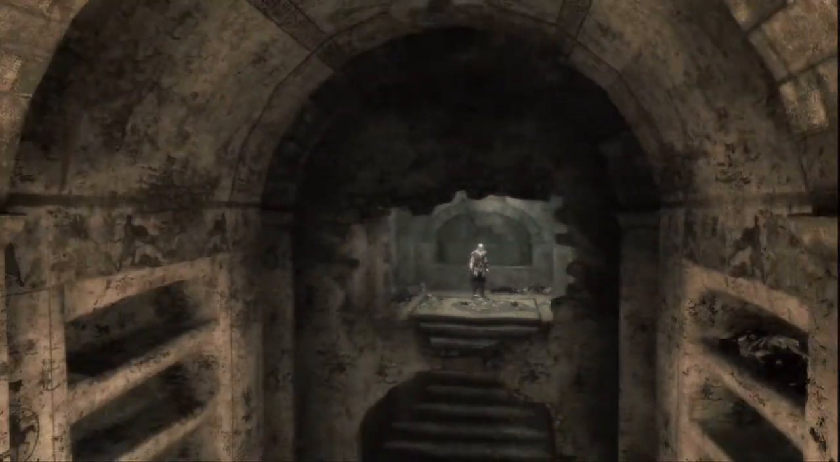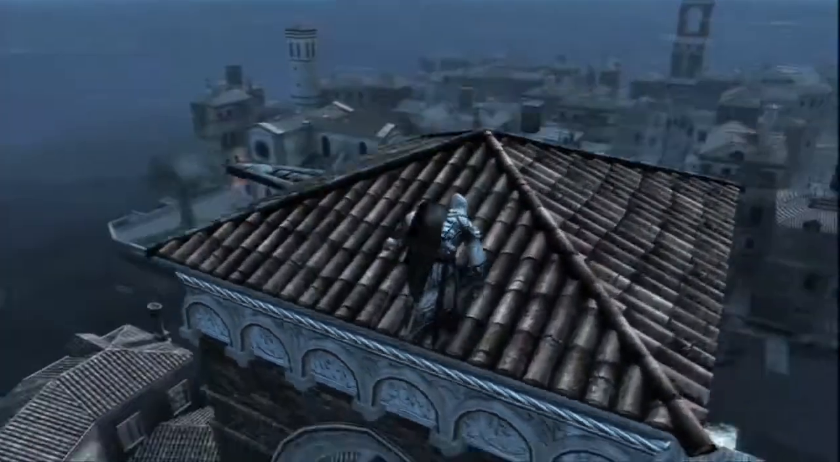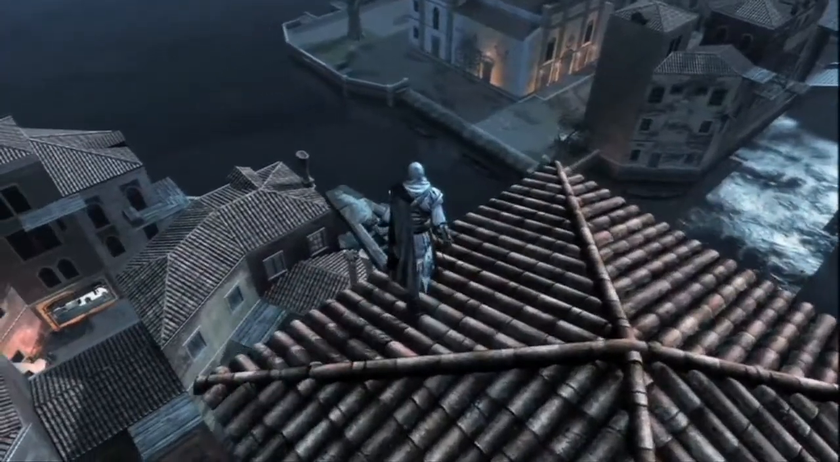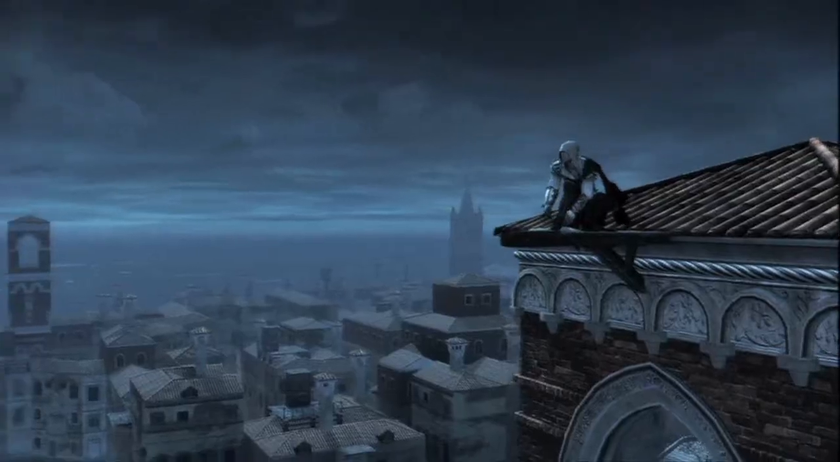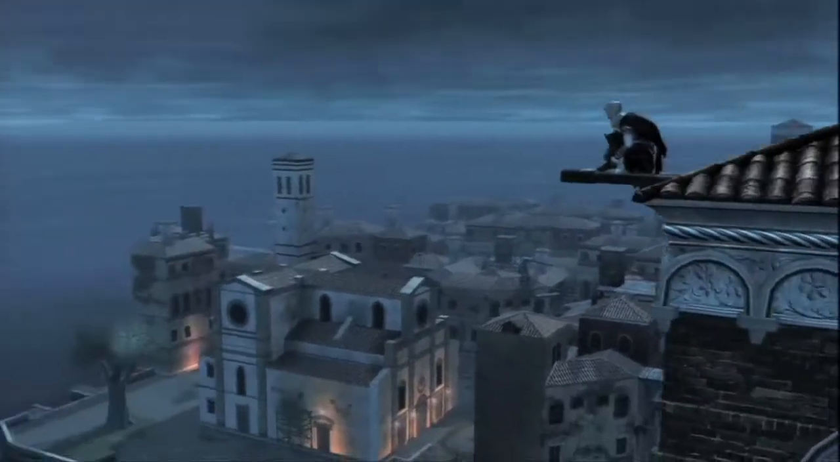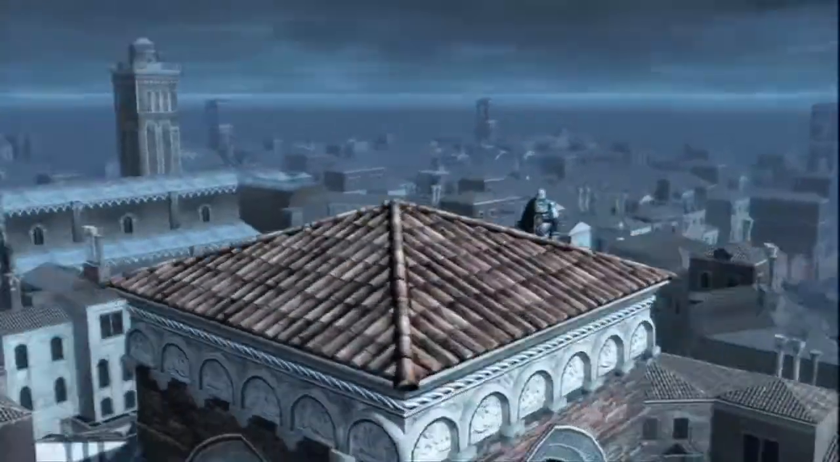But then there's so much more. There's a lot more diversity, a lot more day and night cycle, for example. Italy is so beautiful. It's this idea of having to recognize the landmarks much more than in the first game.